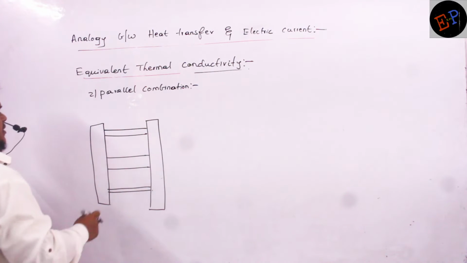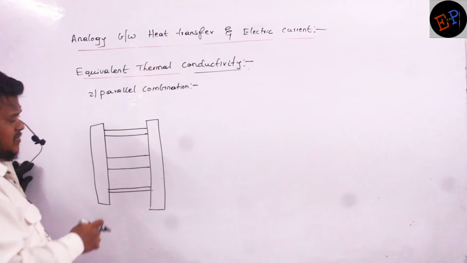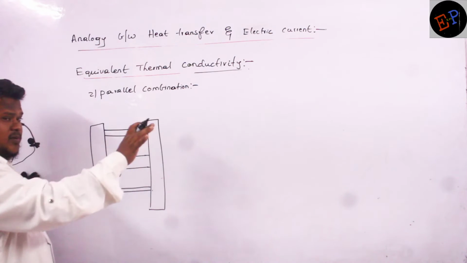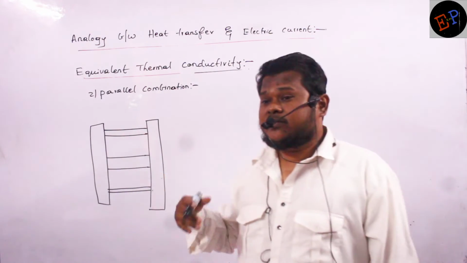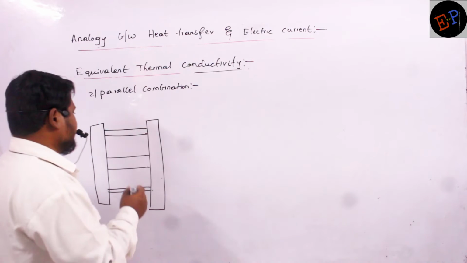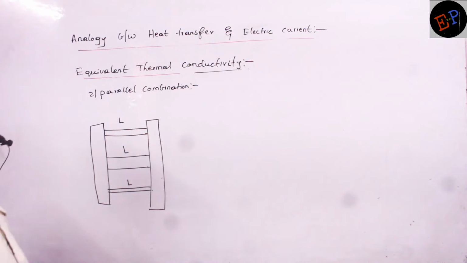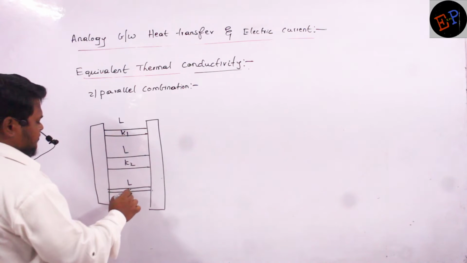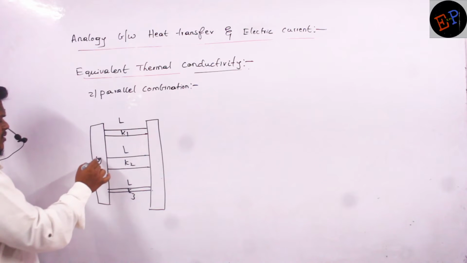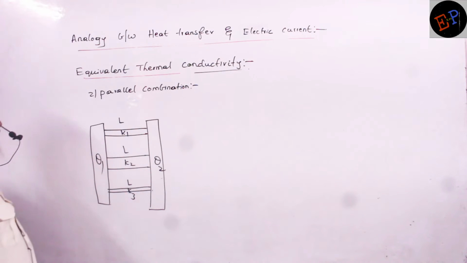Here the lengths of these rods are taken constant, otherwise we cannot do the calculation. In series combination, what was taken constant? Area was taken constant, but here length will be taken constant. So the length of each rod is L. Thermal conductivity of the rods is K1, K2, and K3. One end is maintained at a temperature of theta 1, and the other at theta 2. Are you able to understand?